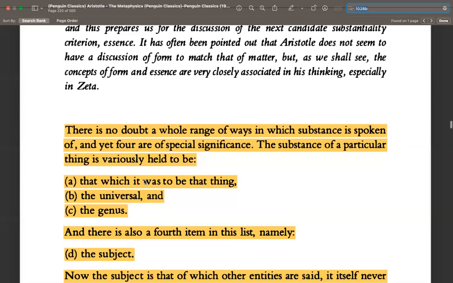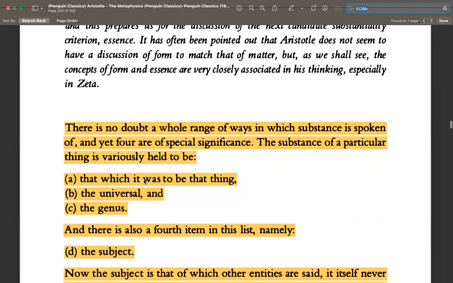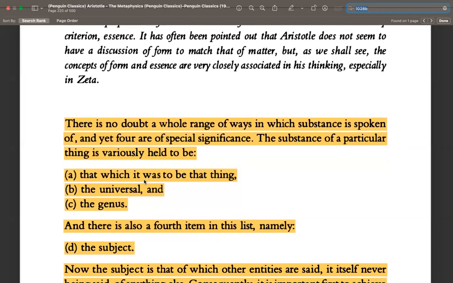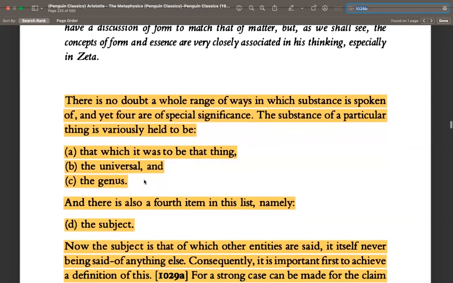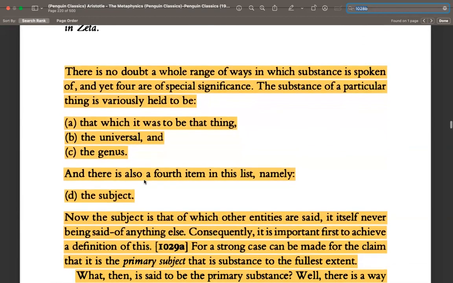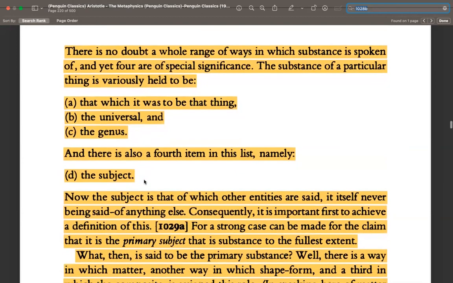There is no doubt a whole range of ways in which substance is spoken of, and yet four are of special significance. The substance of a particular thing is variously held to be A, that which it was to be that thing, B, the universal, and C, the genus. And there's also a fourth item in this list, namely D, the subject.